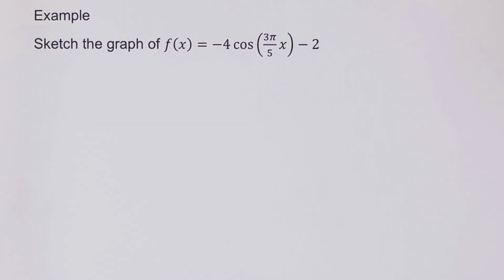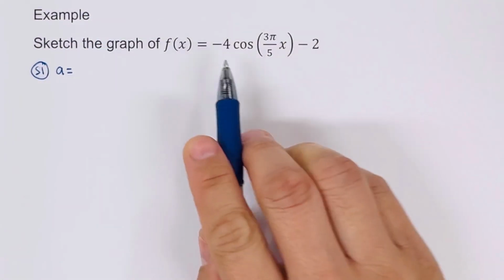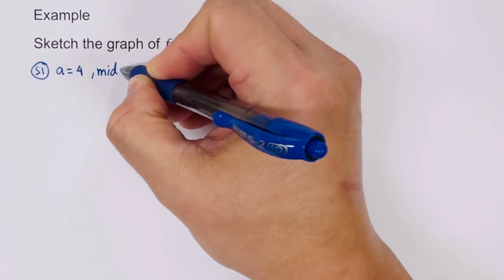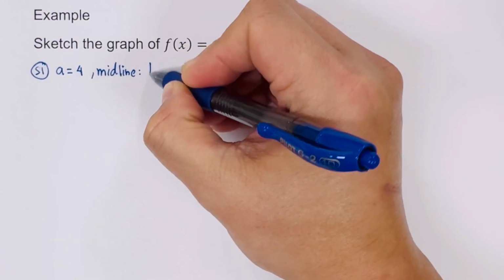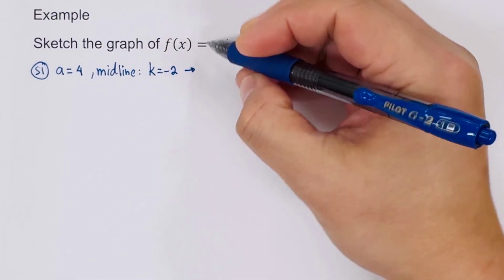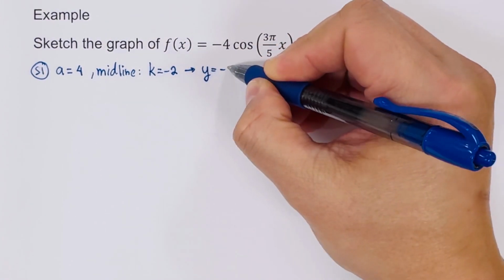So the first step is to determine the amplitude and the midline. Our amplitude here is 4 and the midline is equal to k. In this case, our k is equal to -2. So we can use the equation y equals -2.